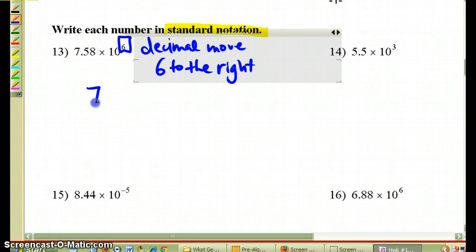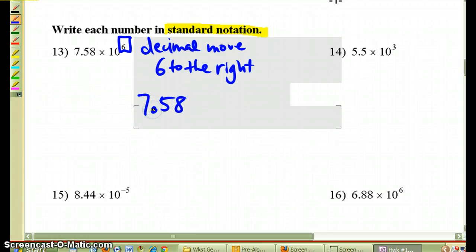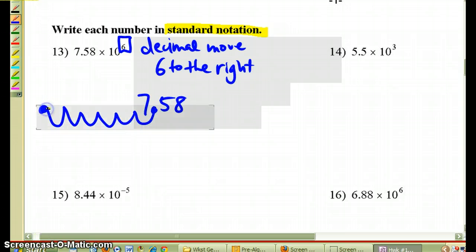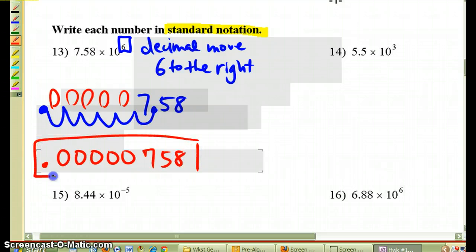So I have 7.58. So there's my decimal right here between the 7 and the 5. So I'm going to move it once, 2, 3, 4, 5, 6. There's my decimal at the end, and this is how many zeros I'm going to add. I happen to add 5 zeros. Answer is 0.0000758, my final answer. And that's a pretty small number.